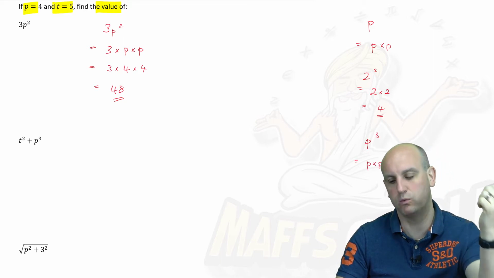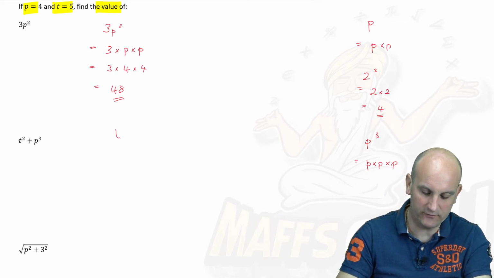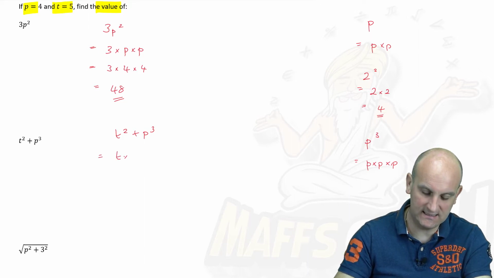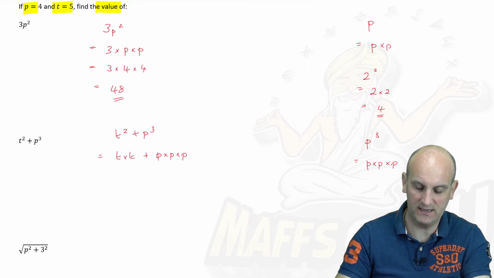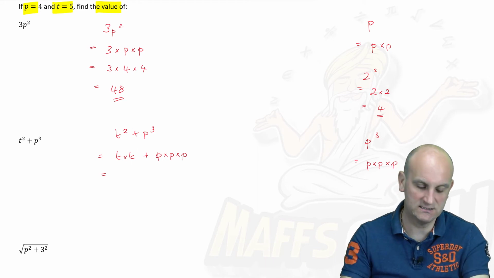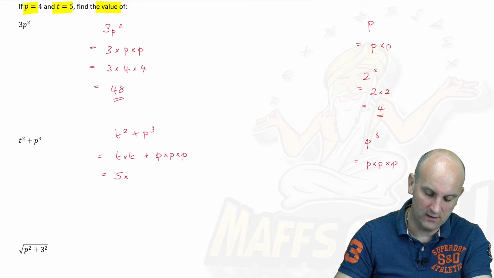Ooh. Right, so let's see. We got t squared. So let's write this out first. So t squared plus p cubed. So we need to write this out as t kissy kissy t plus p kissy kissy p kissy kissy p. All right. We've written the question out. We've got the kissy kisses in. We're now going to substitute. Well, it says let t be the value of 5. So that's 5 times 5 plus 4 times 4 times 4.